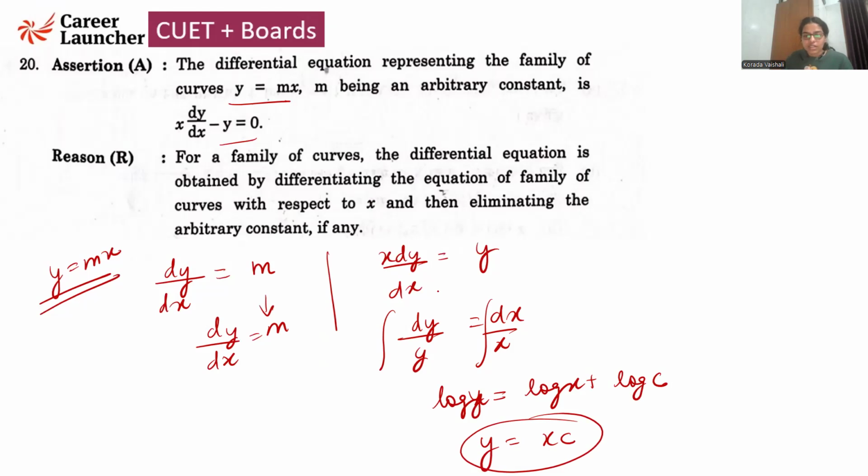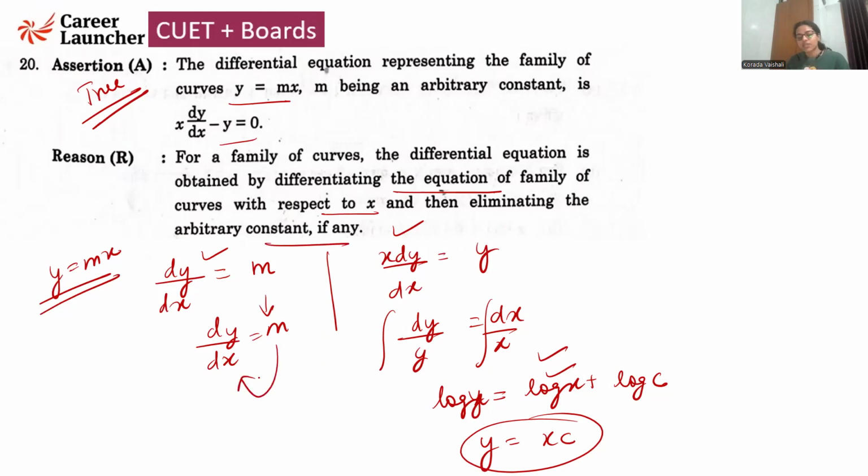So yes, whether I'm looking at it from the point of view of the family of curves or the differential equation itself, both mean the same. So the assertion is true. And what is my reason? The reason is the differential equation is obtained by differentiating the equation for the family of curves with respect to x, and then eliminating the arbitrary constant.